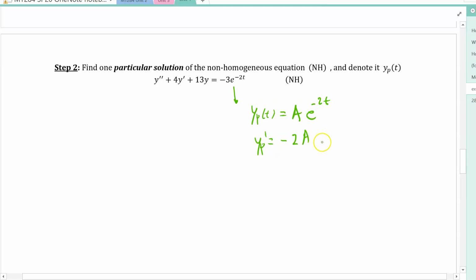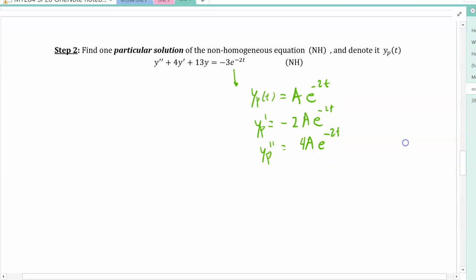A is a constant, so that's a factor that's going to come along for the ride there, times e to the negative 2t. Taking a second derivative, we're going to bring down another factor of negative 2, so that'll be 4 times a times e to the negative 2t. And now we're going to substitute y sub p into the differential equation to then hopefully determine that coefficient a.